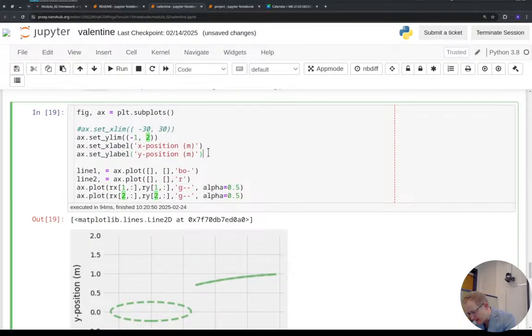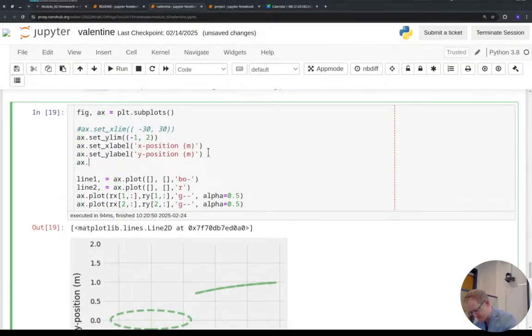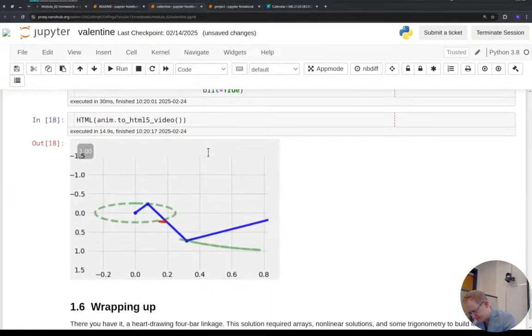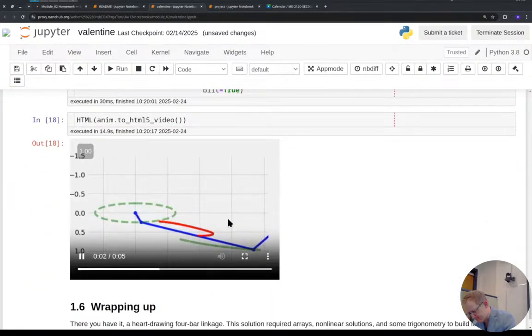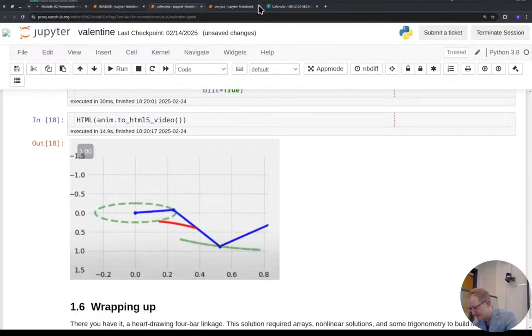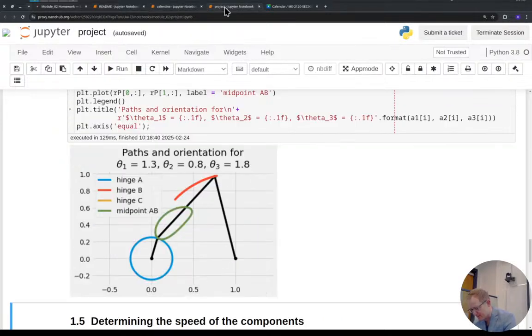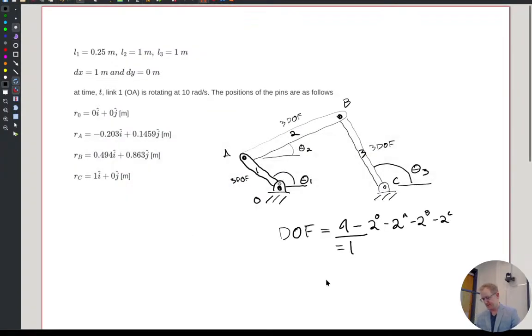I need like an axis equal. Anyway, it looks kind of weird because the scale is off. It looks like it's changing the length. Anyway, it's more like this. That's what we're looking at. All right.